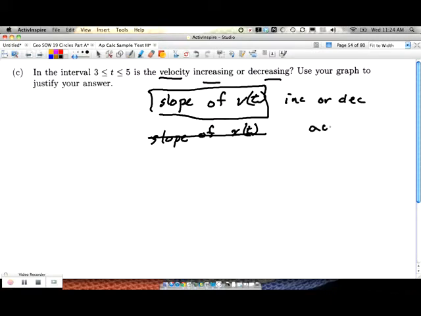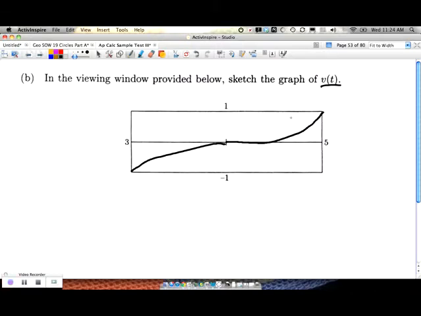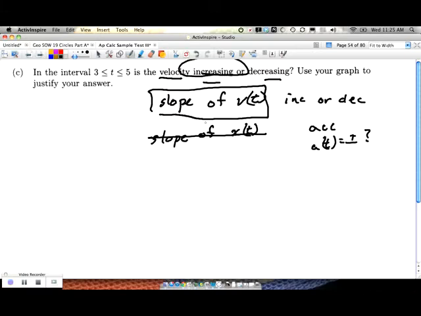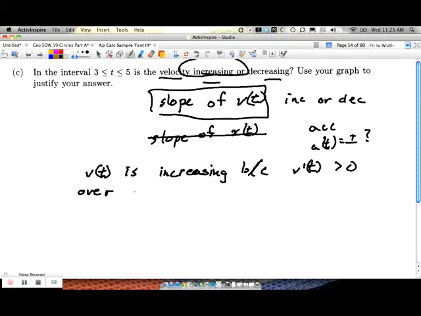One way to think of that is acceleration, or is a of t positive or negative? Well, we can actually just look at the graph. We have it here. Is this a positive or negative slope? It's positive. Therefore, it's increasing. It started low, it went high. It's that easy. It's increasing. So what I could say then is v of t is increasing because the slope, which in calculus would be v prime of t, is greater than 0 over the interval 3 is less than or equal to t is less than or equal to 5.